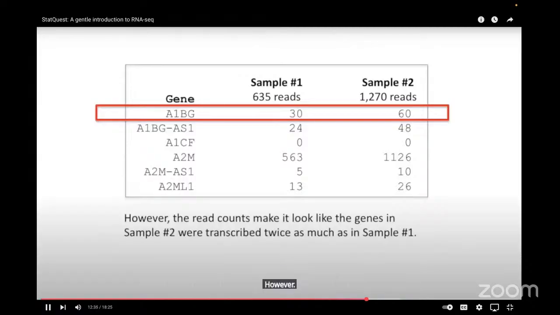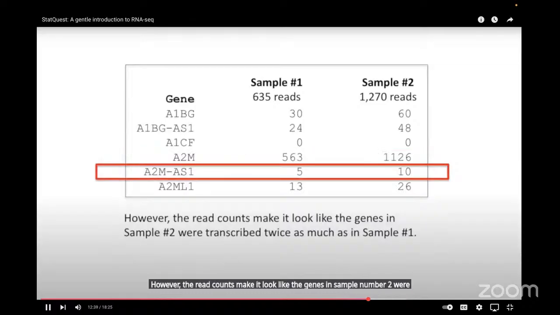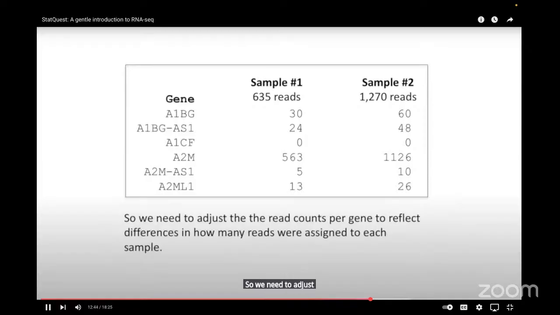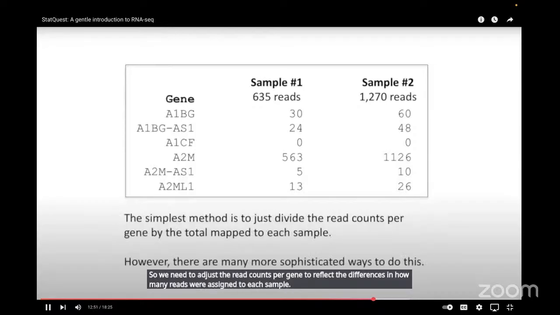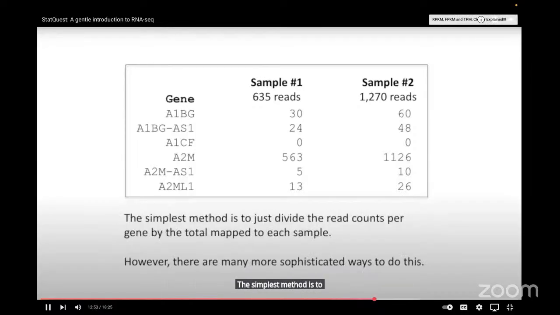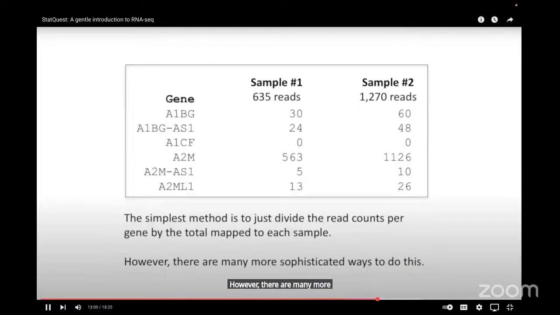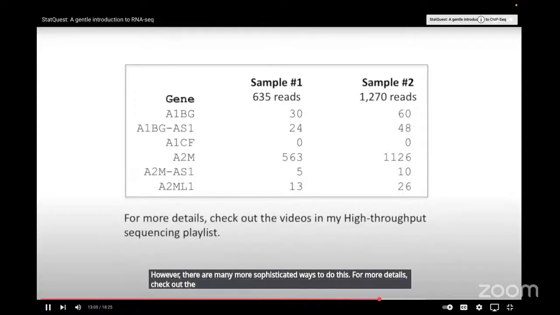However, the read counts make it look like the genes in sample number 2 were transcribed twice as much as in sample number 1. So we need to adjust the read counts per gene to reflect the differences in how many reads were assigned to each sample. The simplest method is to just divide the read counts per gene by the total mapped to each sample. However, there are many more sophisticated ways to do this. For more details, check out the videos in my high-throughput sequencing playlist.